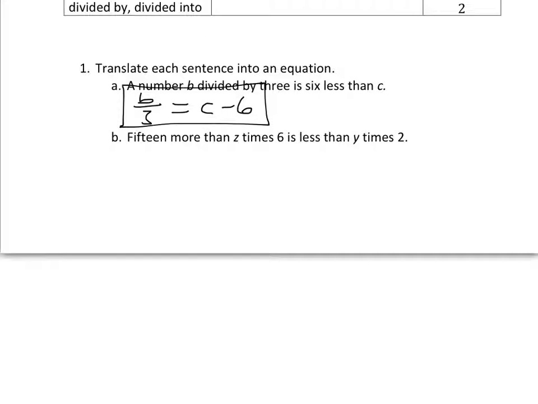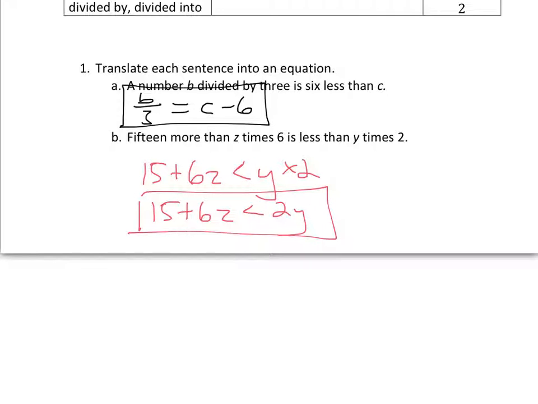And the second one: 15 more than z times 6, so 6z, is less than y times 2, or 2y. So you could also write 15 plus 6z is less than 2y.